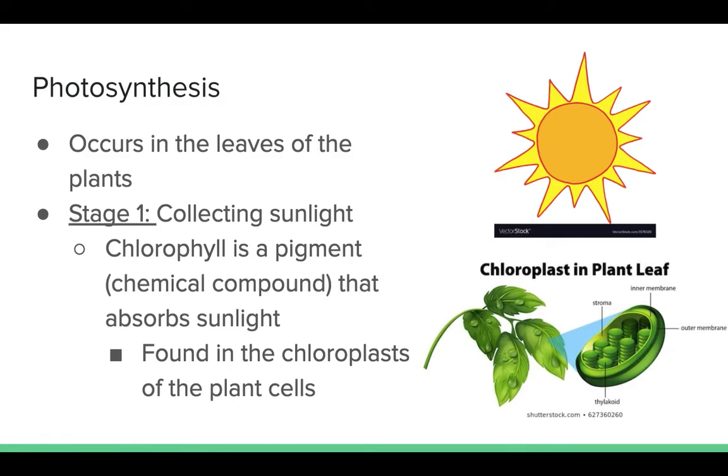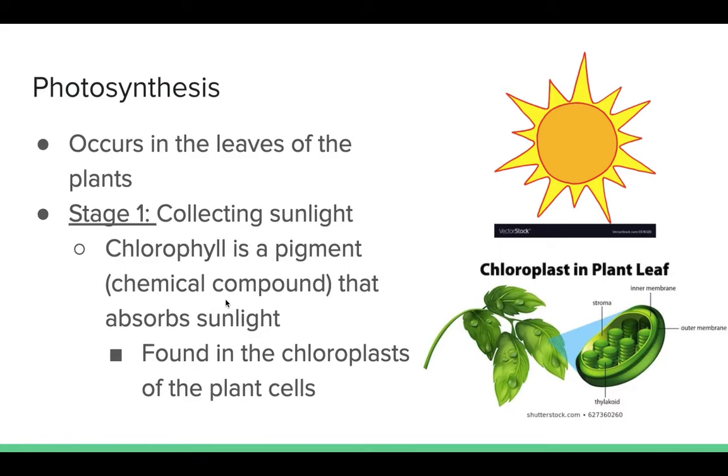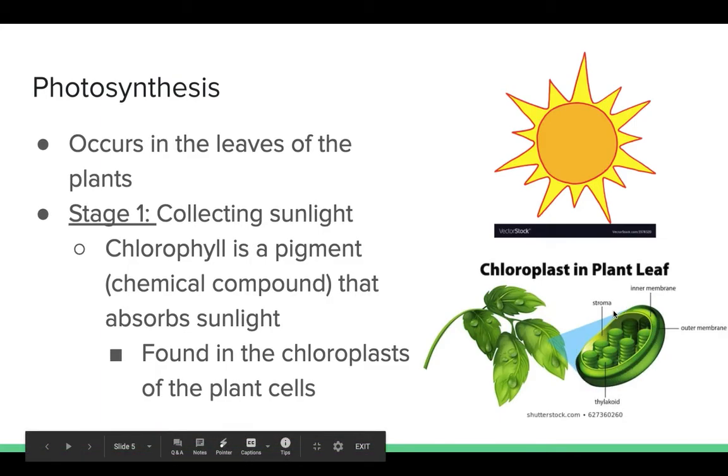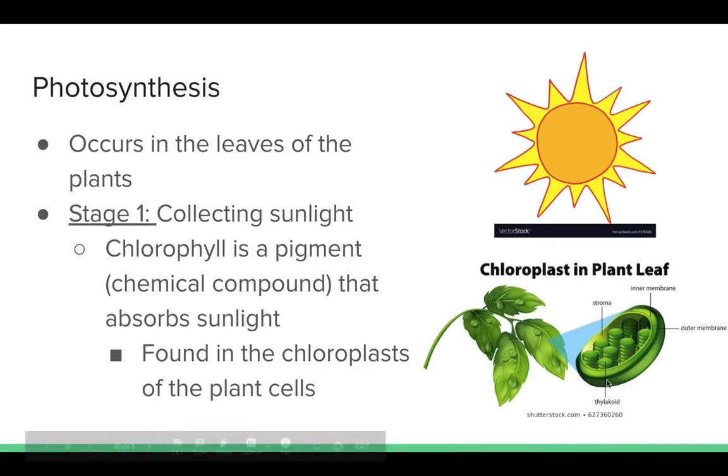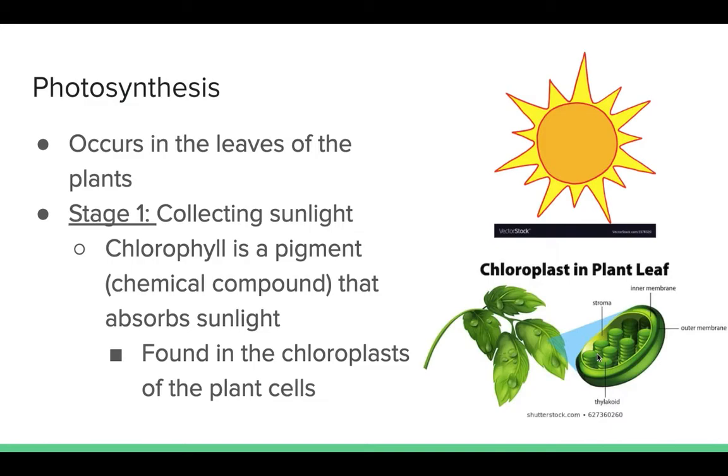So photosynthesis is happening in these leaves, and it's happening when sunlight is collected by a pigment, which is a chemical compound called chlorophyll. Chlorophyll is found in the chloroplasts, these structures right here, and these chloroplasts absorb sunlight. Think of the sun as the battery, as the energy source. In order for this whole process to happen, you have to have energy. And so the sunlight is what makes this go forward. So first the plant absorbs sunlight to use as its energy source.